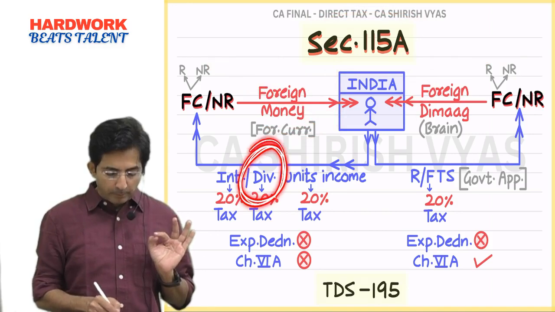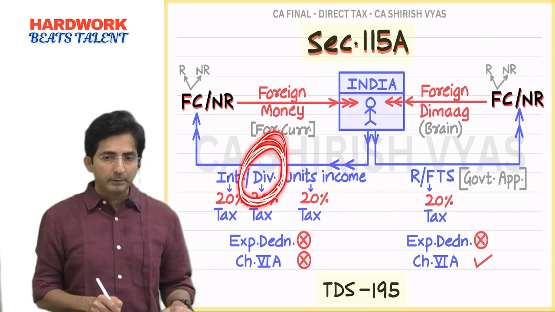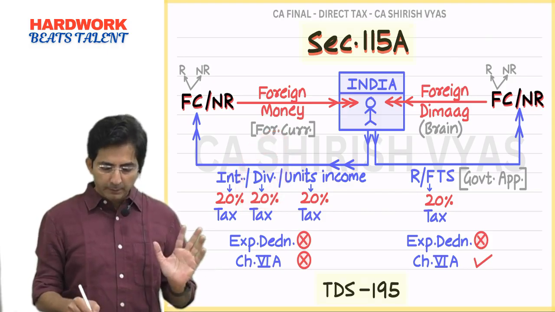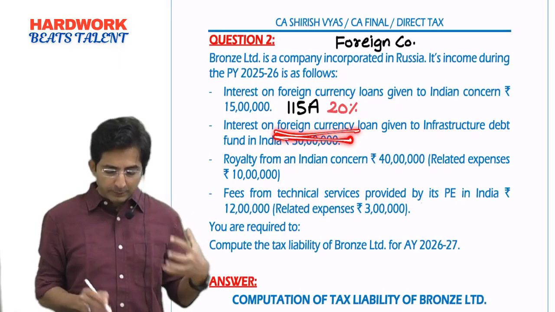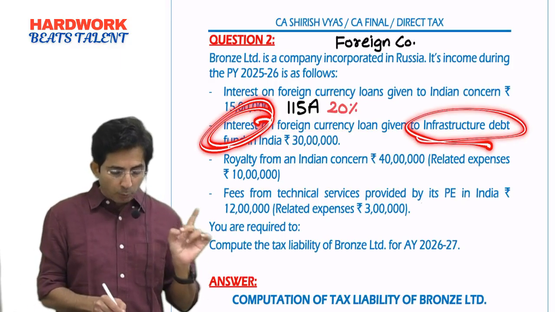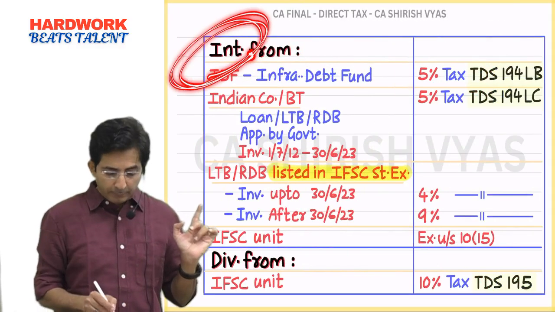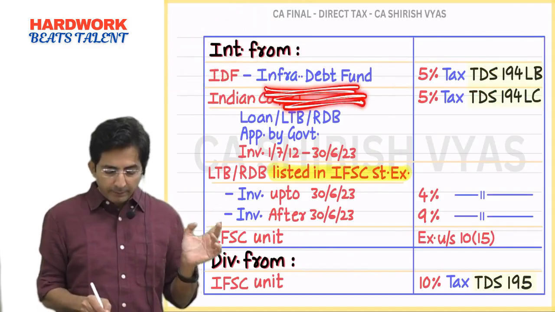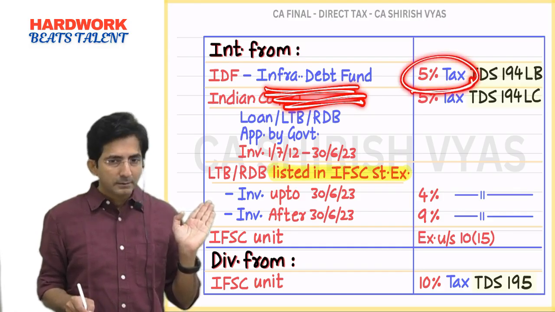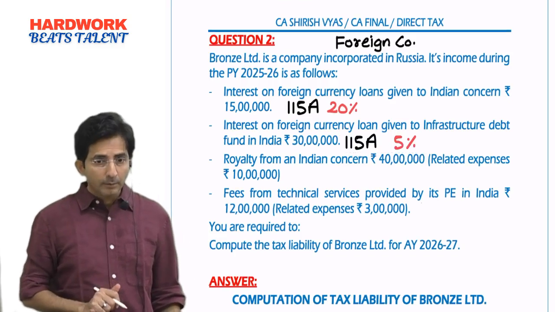Except in dividend, if you remember I said, in dividend there is a glitch in the law. They have not mentioned a foreign currency requirement. So in dividend, it can be anything. But in all the rest of the places, foreign currency should be there. So I am feeling happy looking at this: foreign currency loan is given, good. And it is to an infrastructure debt fund. Plus it is an interest point. If a loan is given to an infrastructure debt fund, it fits here. So what is the rate? 5% tax. So 5% tax, section is 115A. Clear?